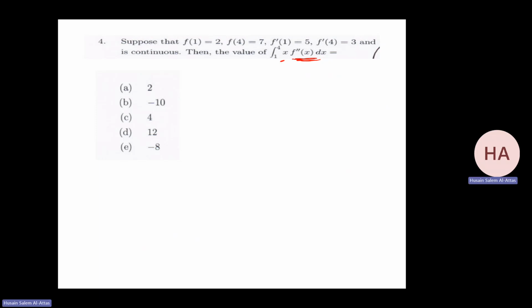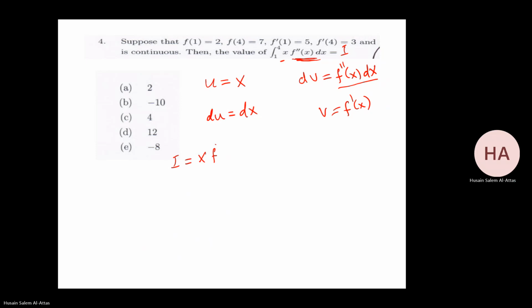It's a nice question. Okay, so I let u be x. I will do the same procedure. dv will be the rest, which is f double prime of x dx, which I know how to integrate. v will be what? f prime. So dv is f prime of x. What is du? u is x, so du is dx. So this is I. So I will be x f prime of x from 1 to 4, minus the integral from 1 to 4. Now I have what? f prime of x dx.